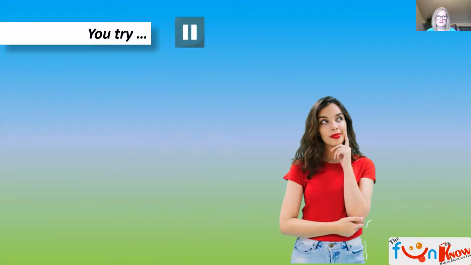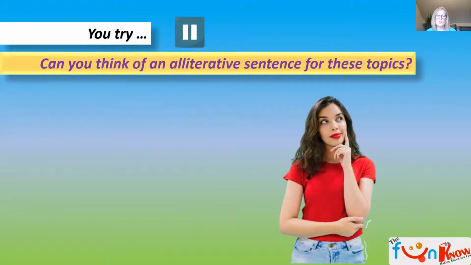Okay, so your chance to have a go. I'll read out what's on the screen and then you can pause. Can you think of an alliterative sentence for these topics? So the boat and the fox. So if you think of words beginning with the sound, and for the fox, the sound. So pause the screen.